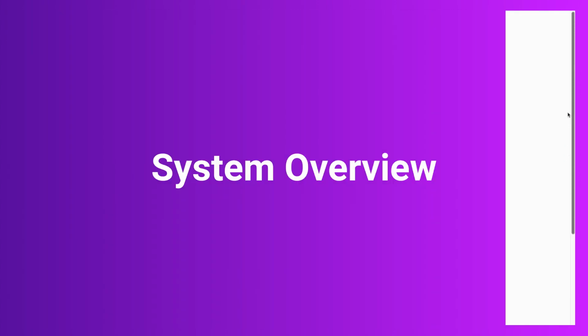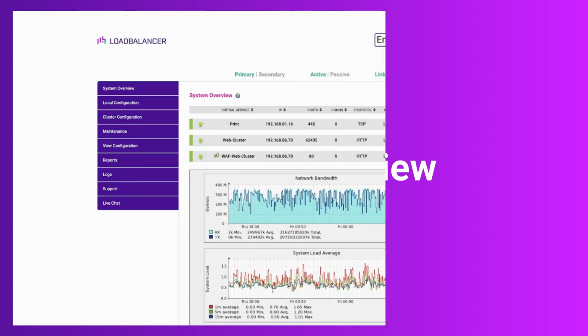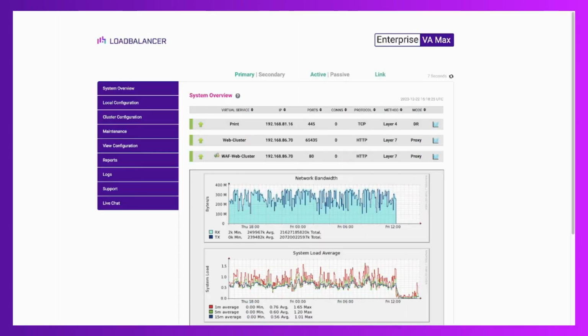Today, we're going to have a quick tour of some of the key features of our enterprise product. System Overview. This is our System Overview page where you can see all the essentials in one place and gather information on your live virtual services instantly. As you can see, IP addresses, ports, active connections, methods, and modes are all visible without any additional clicking around.